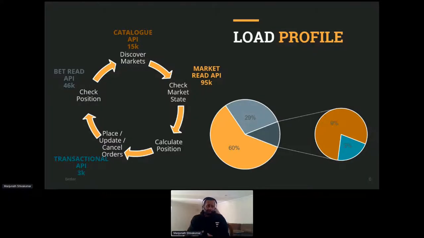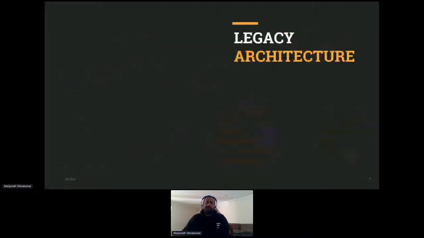And once again, the bet read API, which allows the customers to read their positions at low latency, can go up to 40 to 50,000 requests per second. But overall, you can see that more than 95-98% of the load is heavily read based, and only about 2-3% of the load is actually the transactional load. So all our systems are heavily optimized for read load.